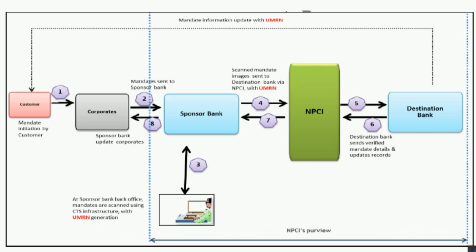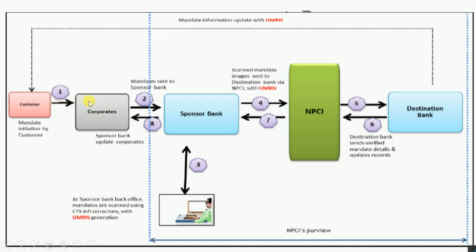So this is the transaction flow of a NACH mandate. Let us find out what this transaction is all about. The customer is creating a mandate to a corporate. The corporate could be anyone. It could be a utility service provider. It could be a lender which has given a loan to this customer.